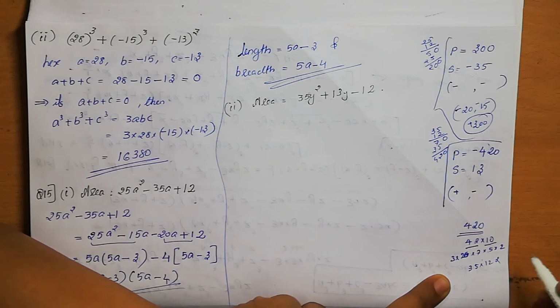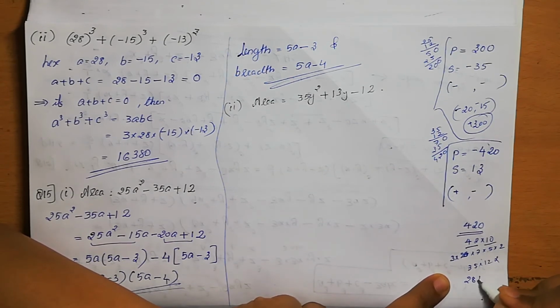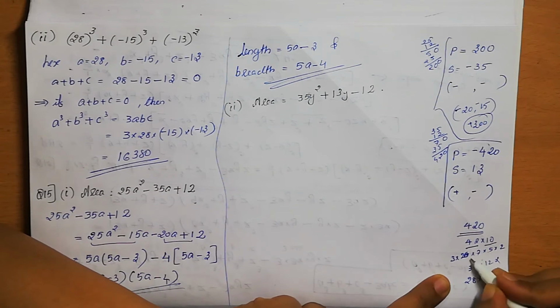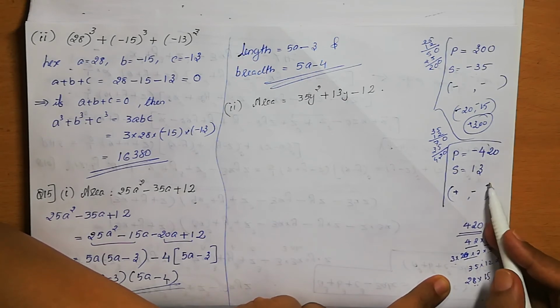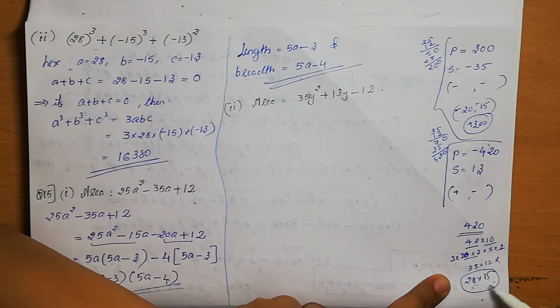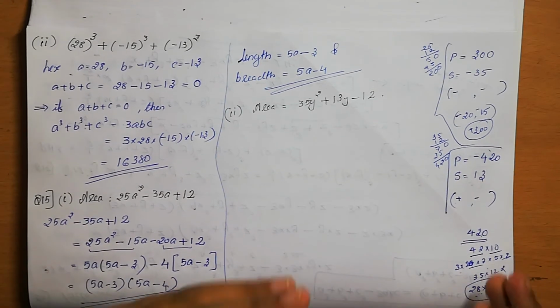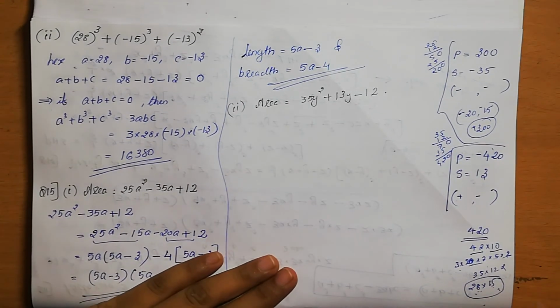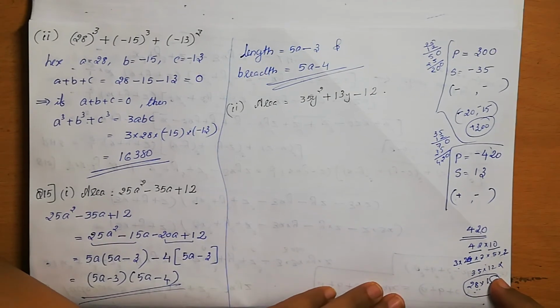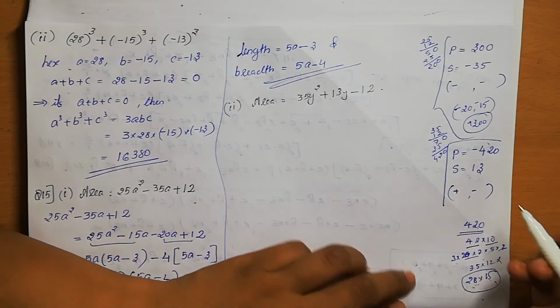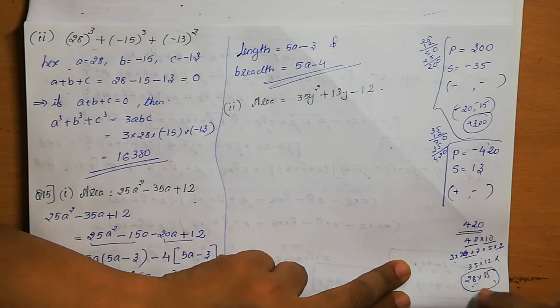Next, 7 into 4 is 28. 28 into 5 into 3 is 15. So we need to select one by one number. 7 into 2 is 14. 14 into 2 is 28. Then 3 into 5 is 15. 28 minus 15 means what will get? 13. That means that is satisfying. 28 into 15 is 420. So from the factors only we are selecting the numbers. Correct. We already learned this one in the 7th standard, I think, right? 7th or 8th. So from here the numbers are 28 and 15.